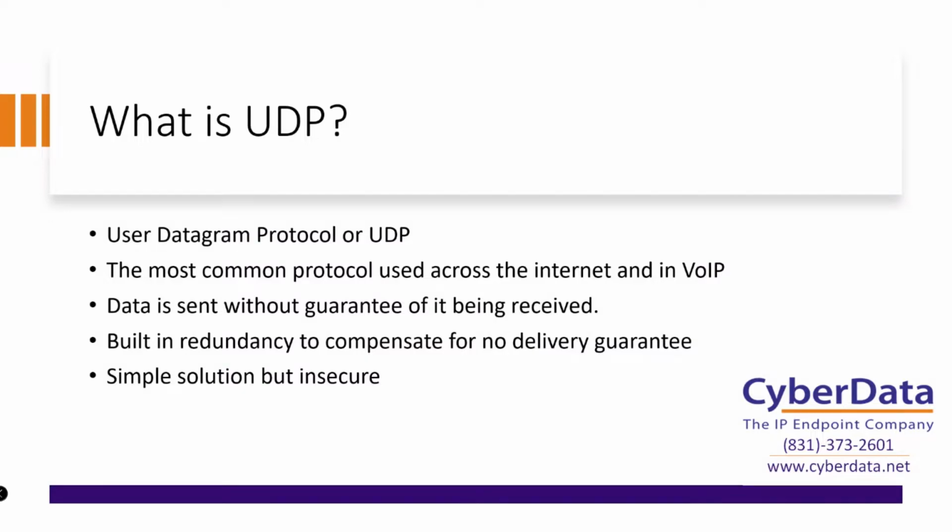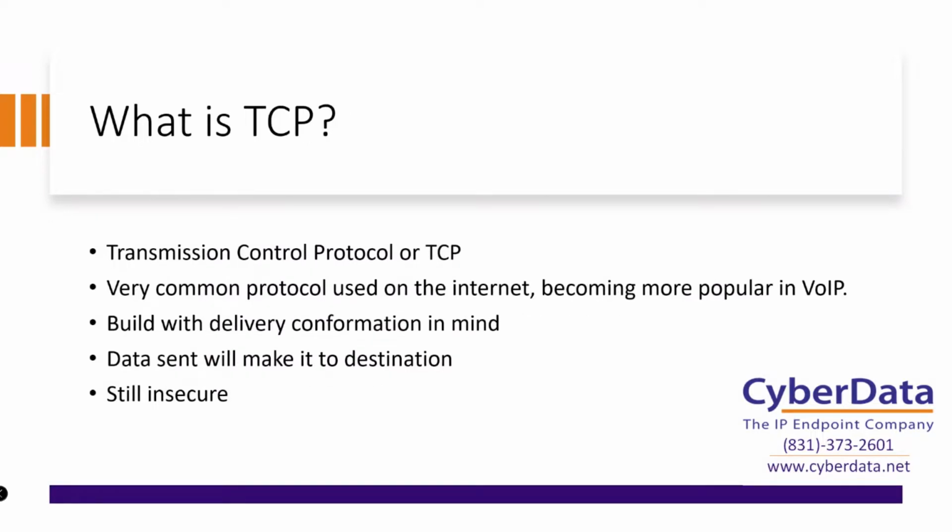So after UDP, we evolve into TCP, which is Transmission Control Protocol. This is probably the second most common protocol used across the internet. Really, UDP and TCP are competing. TCP is becoming a lot more popular and is very soon going to overtake UDP in general use on the internet. But TCP is very, very popular, and especially becoming more popular in VoIP.